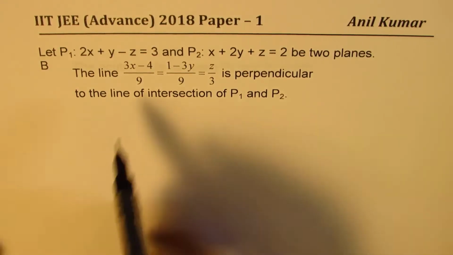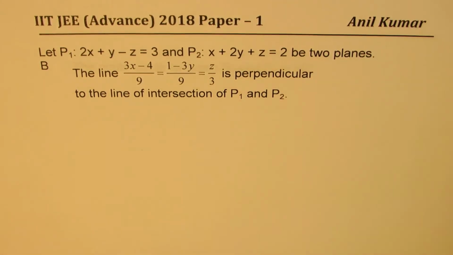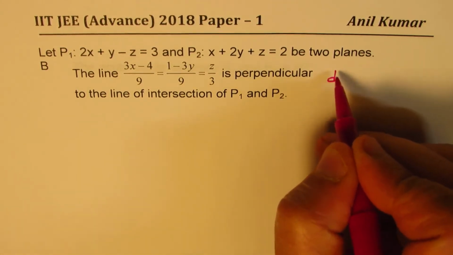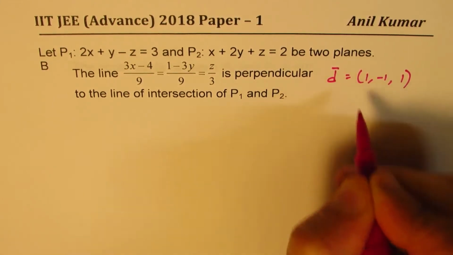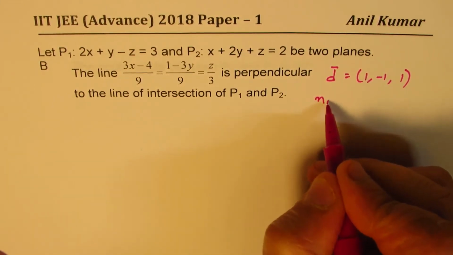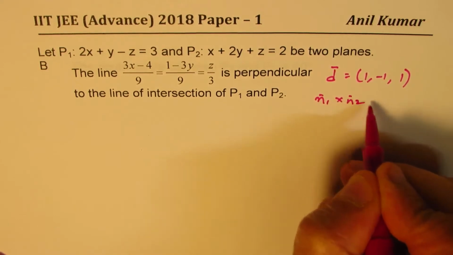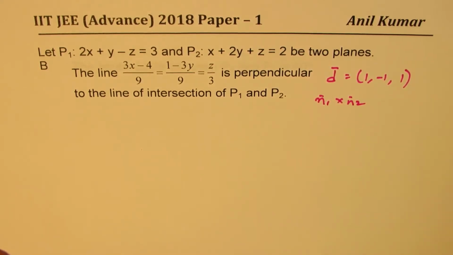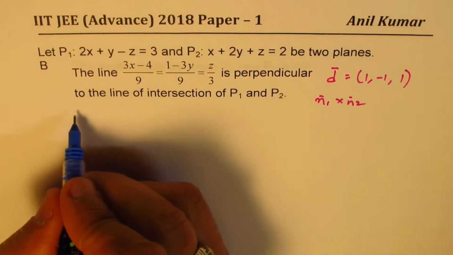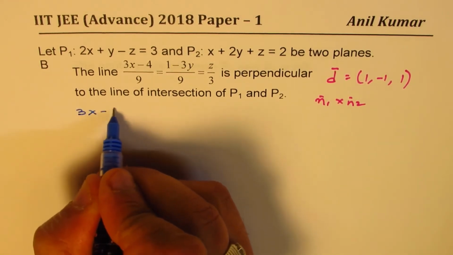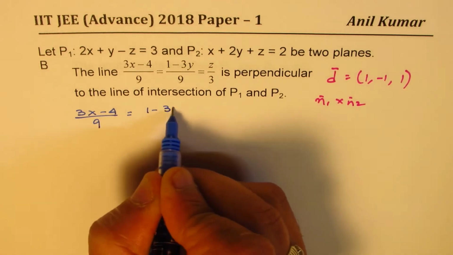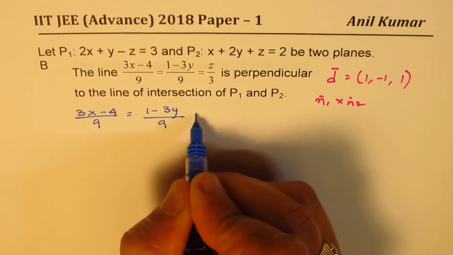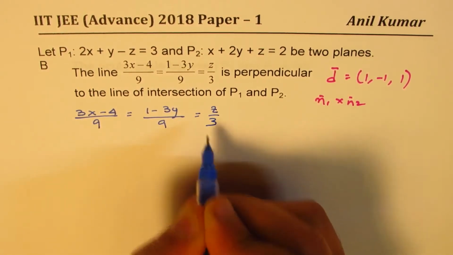So here we are given a line. Let me write down the direction vector here before we forget. Direction vector is 1, minus 1, 1. So that is what we got when we did n1 cross n2. Now here we have a line which is (3x minus 4) over 9 equals (1 minus 3y) over 9 equals z over 3.